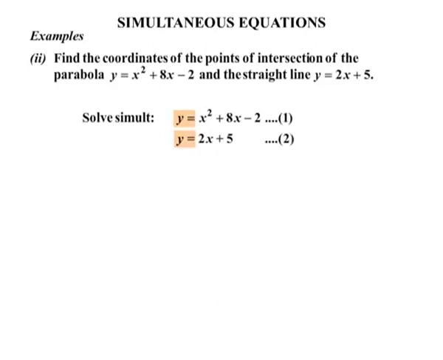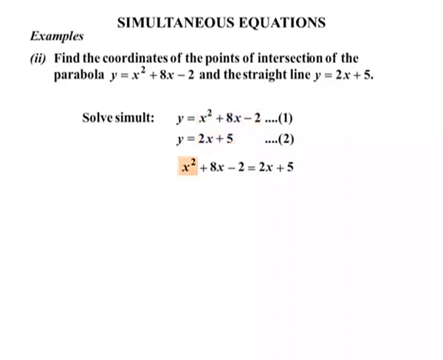Now, what's a little bit different, see they both equations have y equals something. Okay, y equals something else. So what we do is set them both equal to each other. In other words, we have x squared plus 8x minus 2 is equal to 2x plus 5.